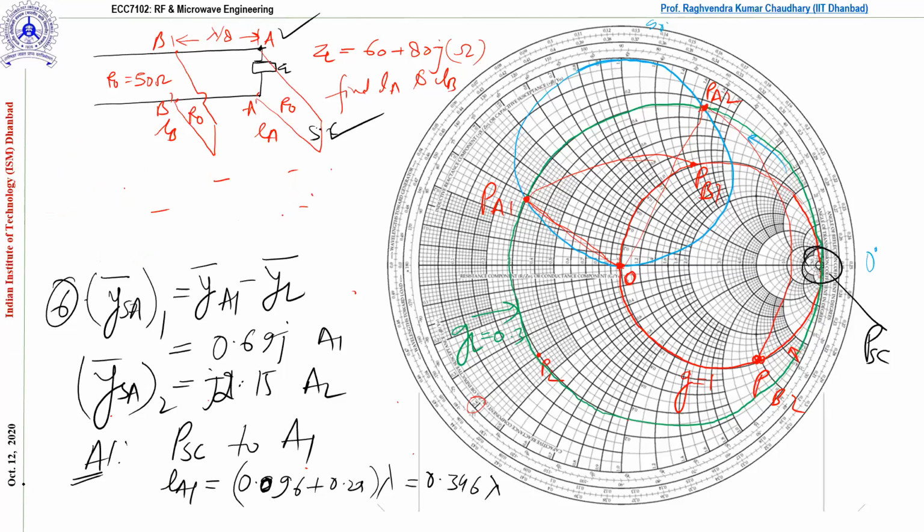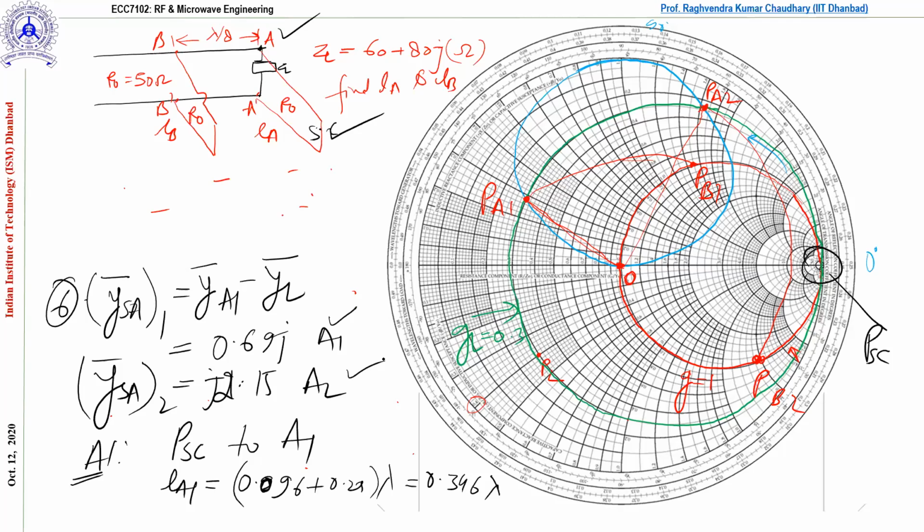Okay. So you need to find out the corresponding values at A1 and A2. You need to mark this A1 and A2 over here. Fine. So you have to find these things.